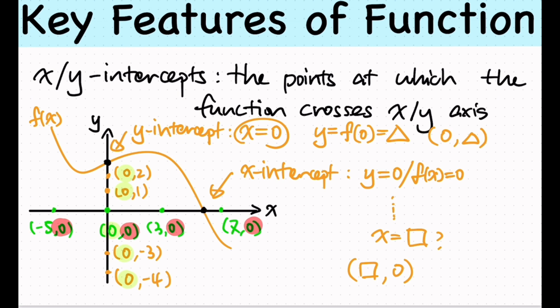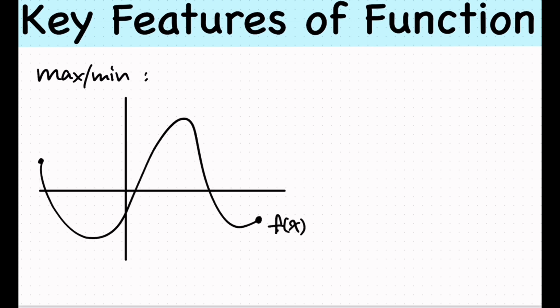So the correct way to represent the x-intercept or y-intercept is going to be (a number, 0) or (0, some number). The last but not least is going to be the maximum or the minimum. Well, in AP Calculus, we will talk more about the maximum and minimum, including the local minimum, local maximum, and absolute minimum. But here we only deal with the absolute maximum and absolute minimum. So let's say this is a function f(x).